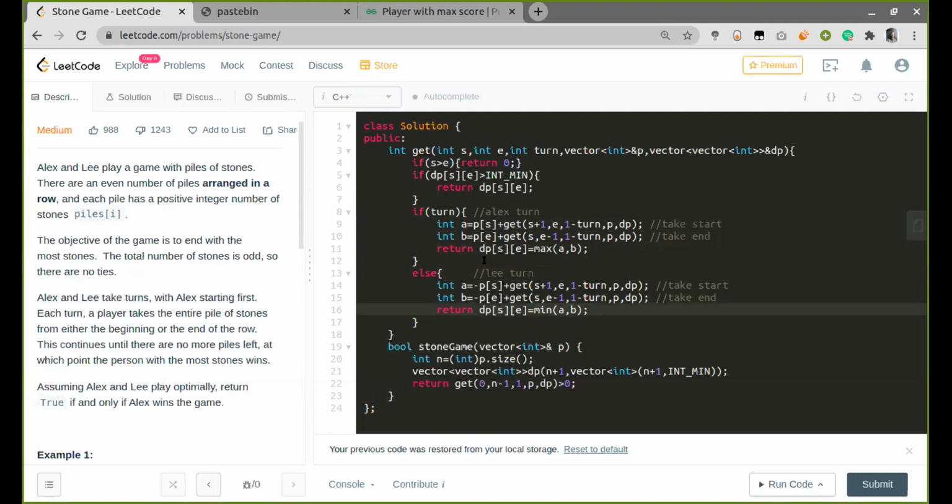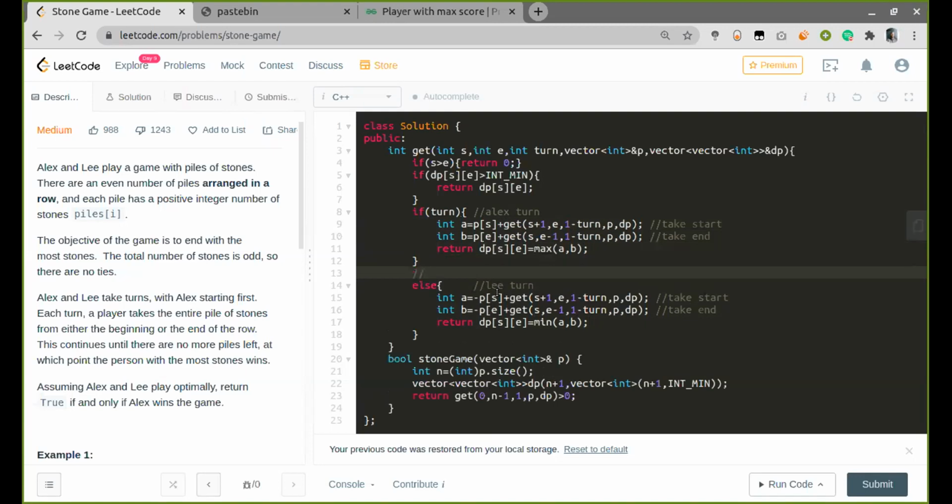I think that is a mistake. From Lee's side, he has to maximize. So why are you putting a minus there? Because I think that should be okay, right?